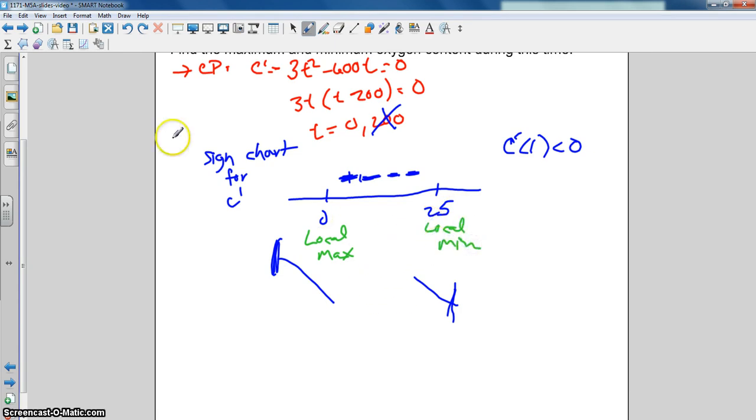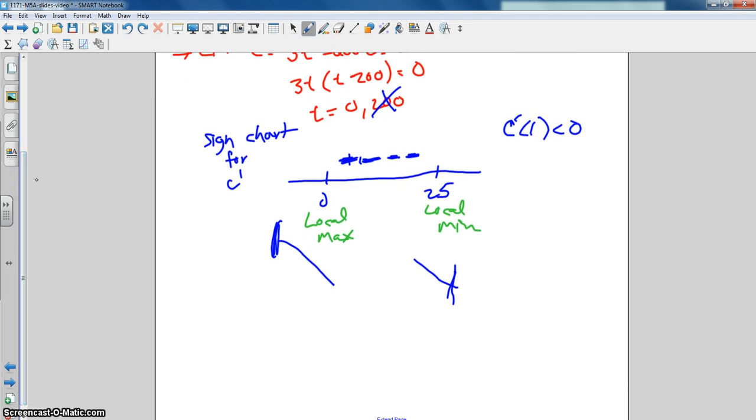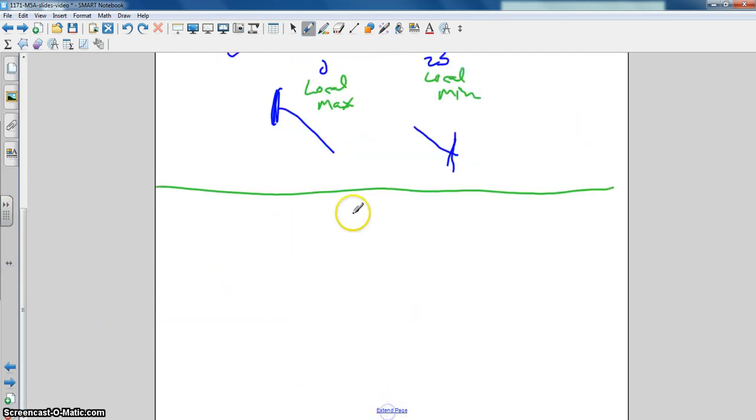Okay, so the only other thing that we have to do is classify these as global maxes or mins. Now our guess is that, since there are only two values, this is going to be the absolute max and this is going to be the absolute min, but let's go ahead and go through the process anyway. So I'm going to make a table. I'm going to do t and C of t, and I'm going to put my two values on there, 0 and 25. When I put in 0, I get out 6,000, and when I put in 25, I get minus 165,875.